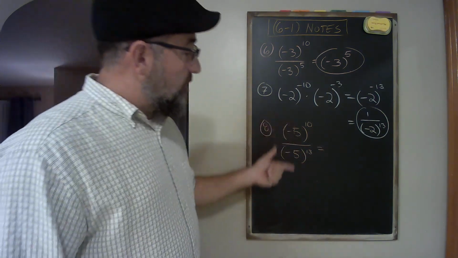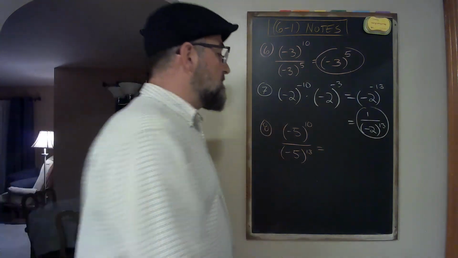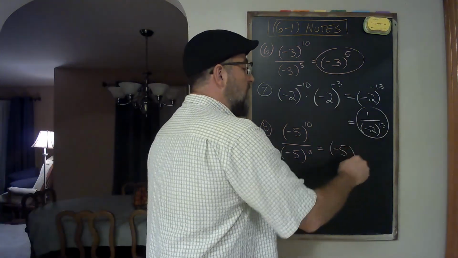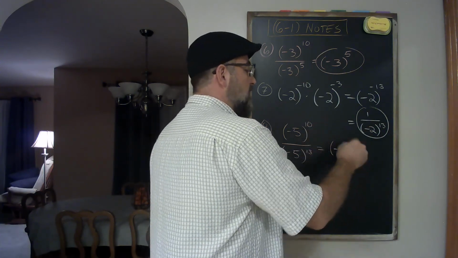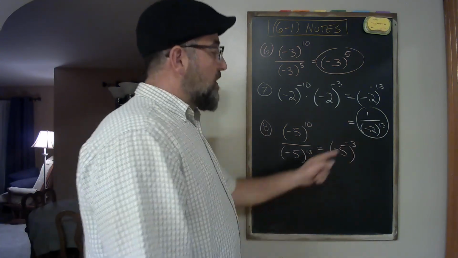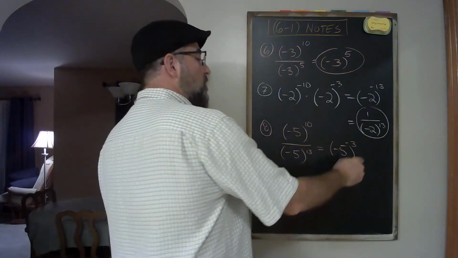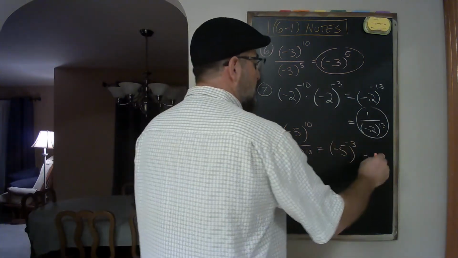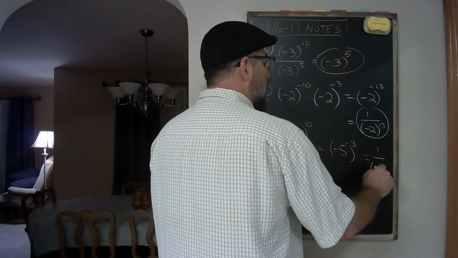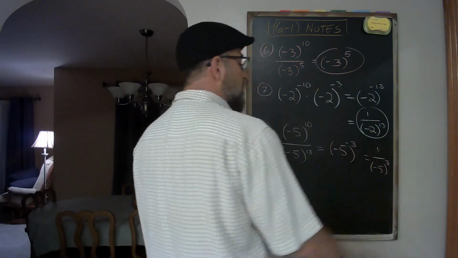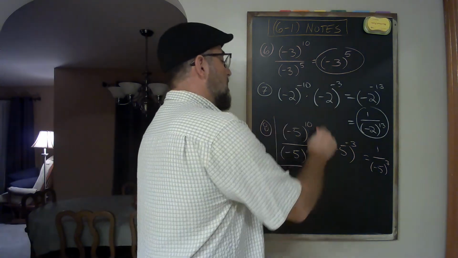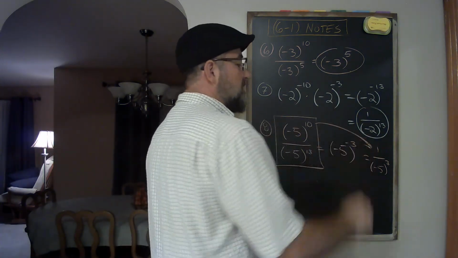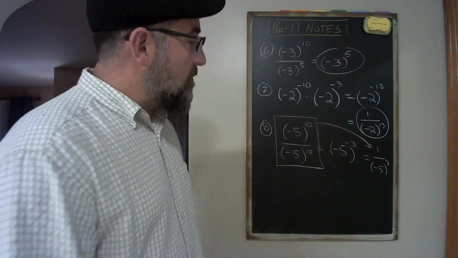So we have a quotient, the same base. So what we can do is say we have negative 5 to the 10 minus 13. 10 minus 13 is negative 3. That negative exponent tells us we're going to have to reposition that to be in the denominator. So this is going to be 1 over negative 5 to the positive third.